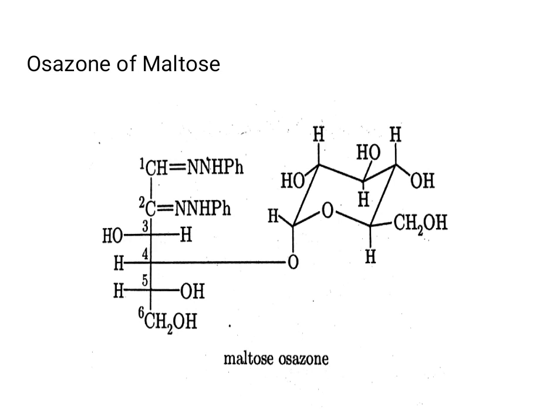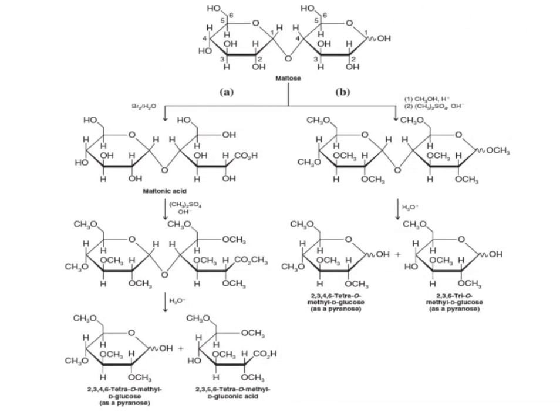Osazone of maltose. So this is the maltose osazone. You can see that the acetal carbon is not reacting here. Actually, the hemiacetal carbon is the one reacting with the phenylhydrazine, and the acetal carbon is intact here. This is your maltose.